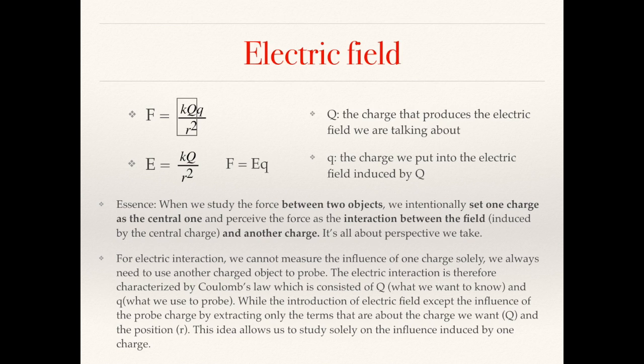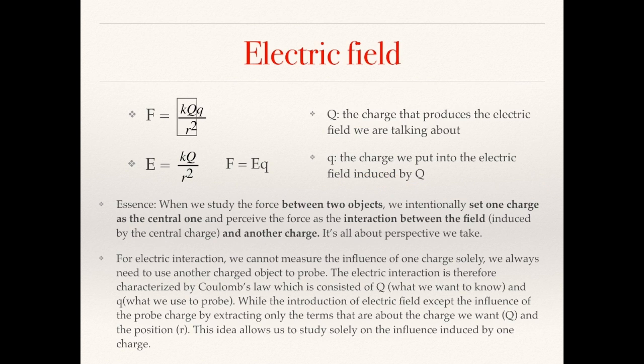Now on the next slide, I juxtapose these three equations together. And let me stress it again. The big Q is the charge that produces the electric field we are talking about, and the small q is the charge we put into the electric field induced by Q. So that's why F is equal to E small q, and the electric field E is equal to K big Q over R squared.